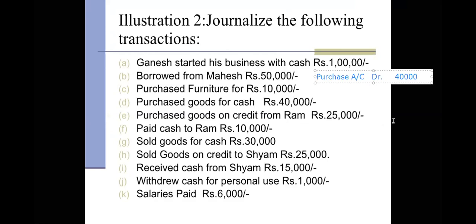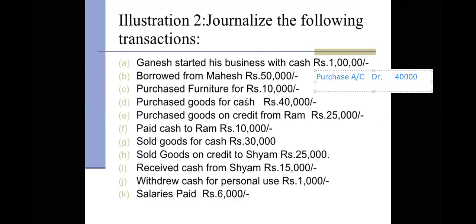Purchase account debit 40,000. Then purchase goods are there. So debit what comes in. Something is coming in. You are writing purchase for that. So purchase account is debited. Then purchase goods for cash.